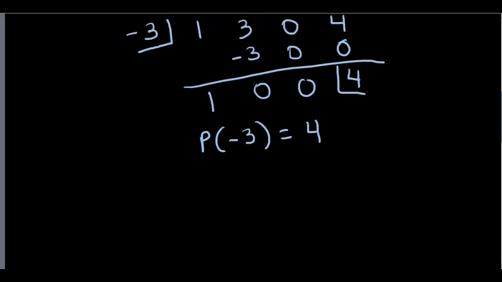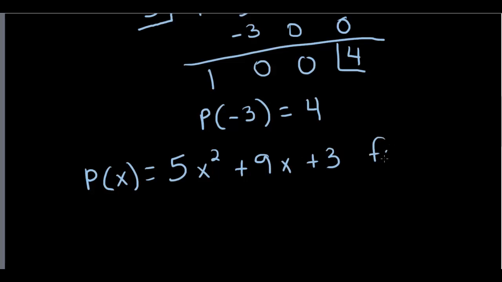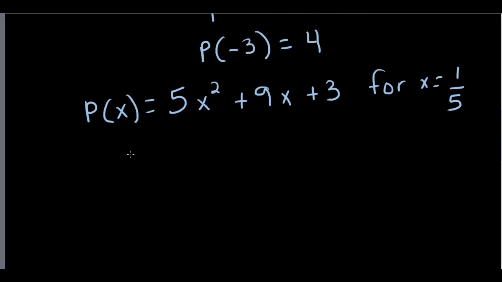Let's try another example. We are going to evaluate p of x equals 5x squared plus 9x plus 3 for x equals 1/5. So then we know that 1/5 is going to go inside of the little box. Then we're going to write the coefficients. So it's 5 for x squared, 9 for x, 3 is a constant.